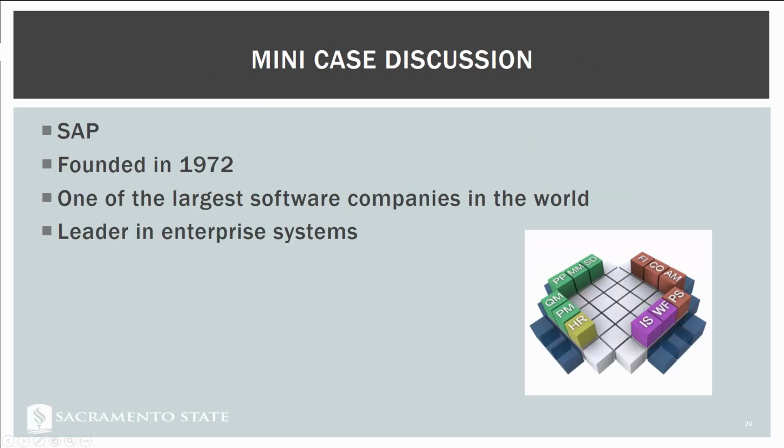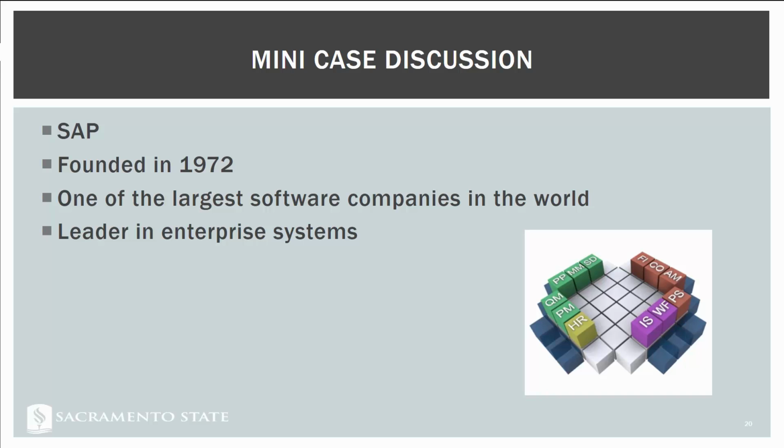ERP player. So what is SAP? SAP is an old software company, founded in 1972, one of the largest software companies in the world. It actually is, to my knowledge, the largest software company in the world that doesn't have its headquarters in the United States.